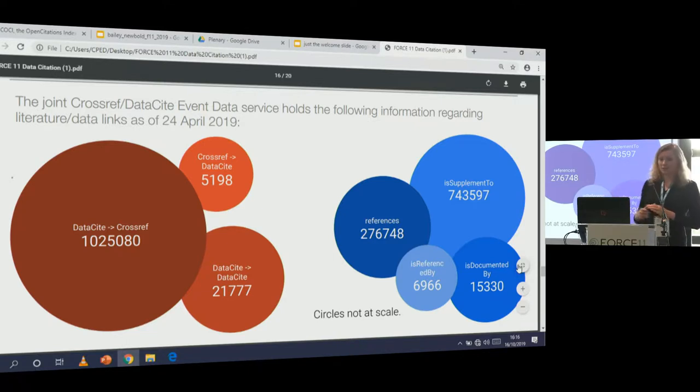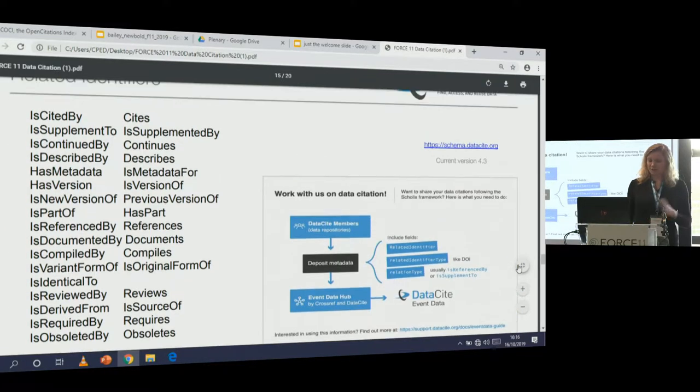And if on the right-hand side you look at the relations, these are just some examples, but it's quite diverse what we're seeing. So IsSupplementTo is most popular now, but References is also quite popular and goes in the opposite direction. I think you could already see that on the previous slide. There are two directions, so that's an additional layer that we're looking at.